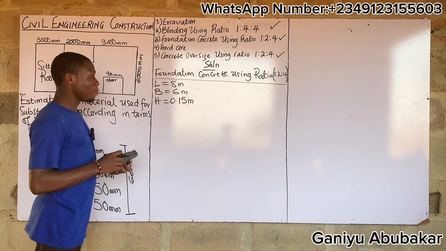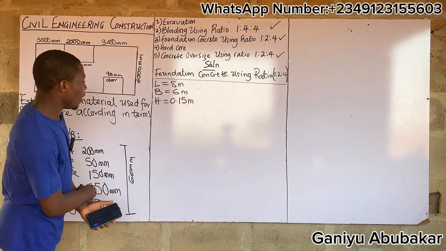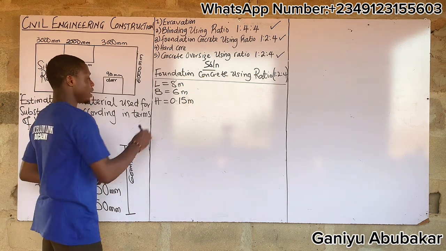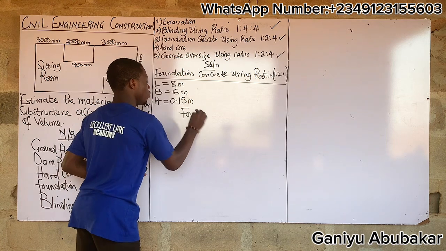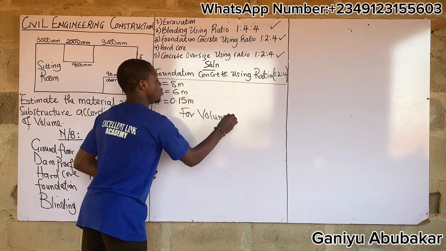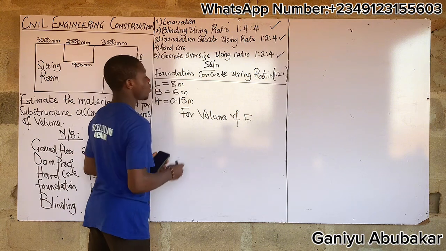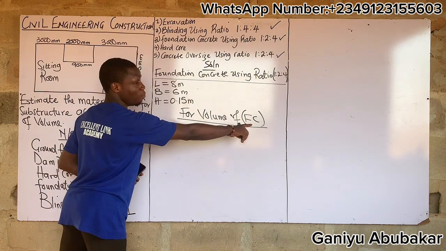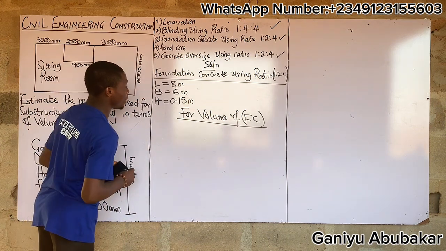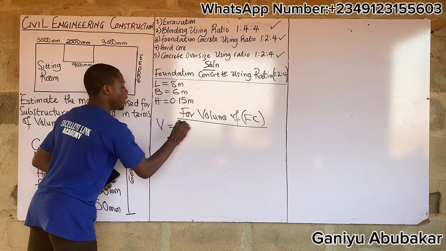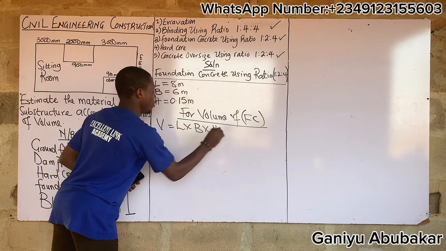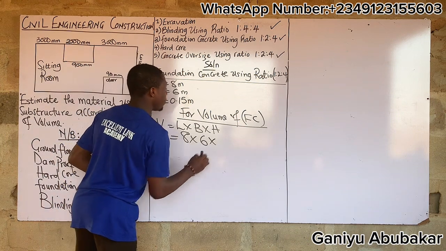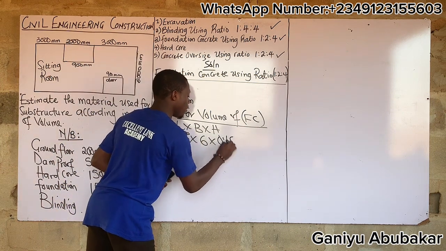So basically 0.15 meters here. That's my height. So from here now, I'll try to calculate the volume. For volume of the foundation concrete, let me call it FC. Write yours in full, please. So volume is length times breadth times height. My length is 8, my breadth here is 6, my height here is 0.15.